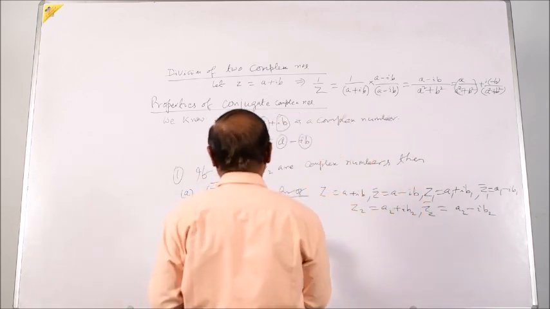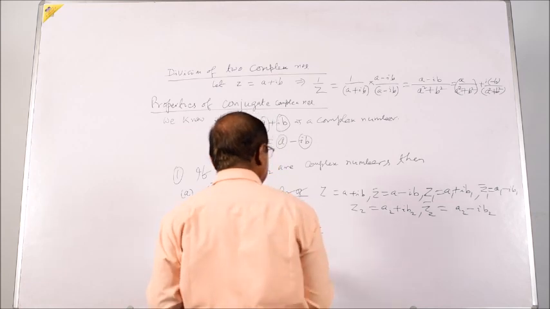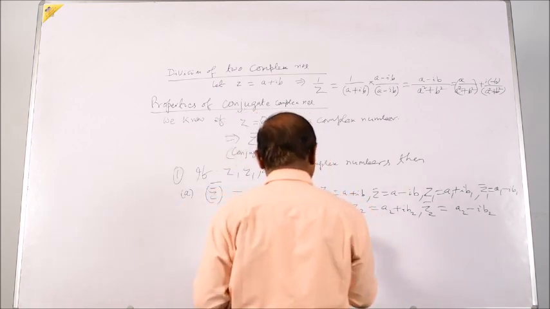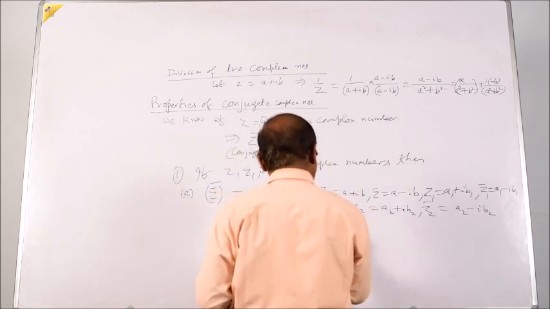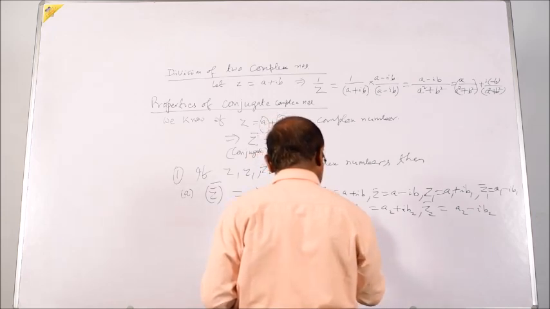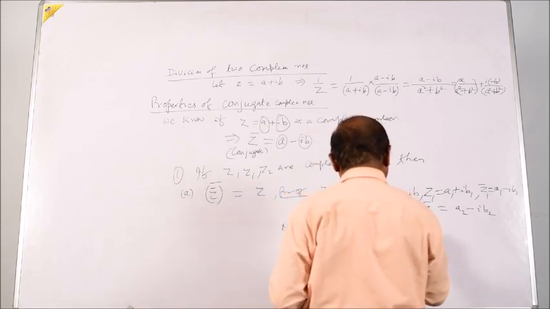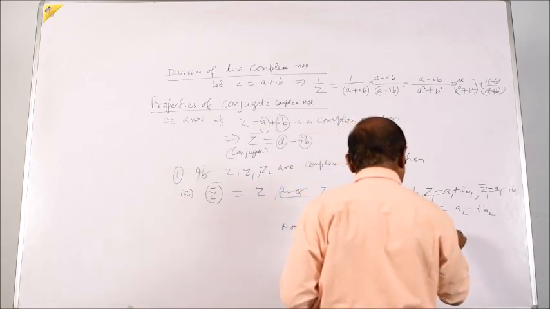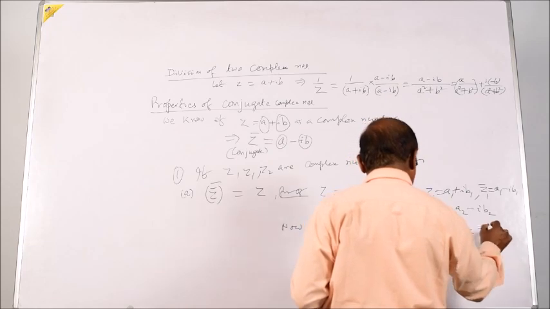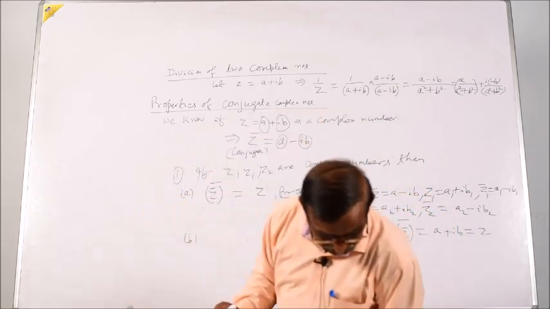Now, Z bar is A minus IB, that implies its conjugate is again A plus IB, which is equal to Z. Is proved.